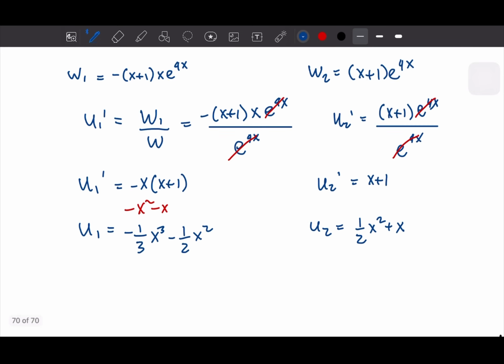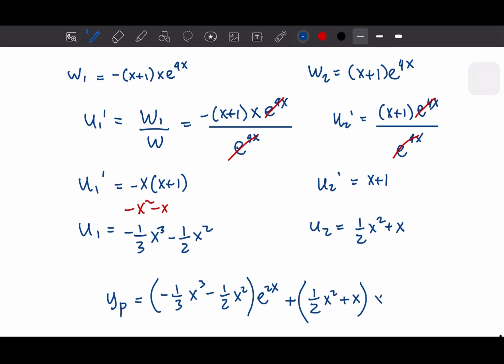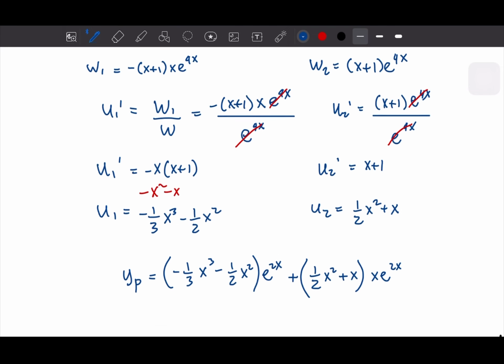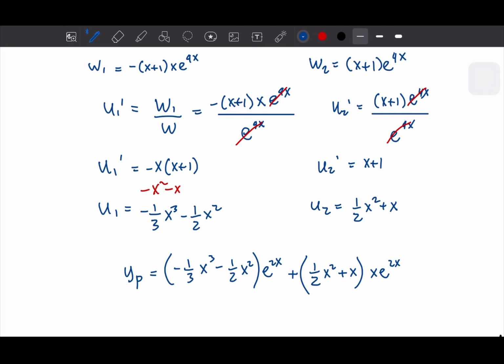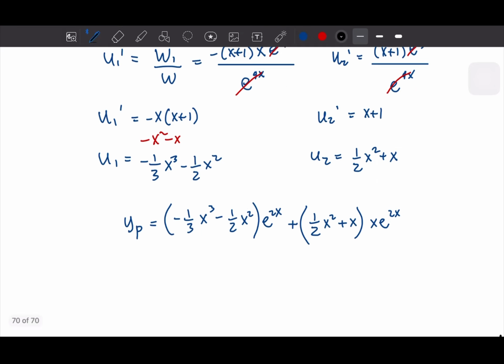So yp, we can arrange all this together. Negative 1 over 3 x cubed minus this, and y1 is e to the 2x, and plus the other term. I think you can solve and simplify, but I think that's enough for yp. Okay, if you want to find yp. If you want to find the general solution, then you need to add yc plus yp.